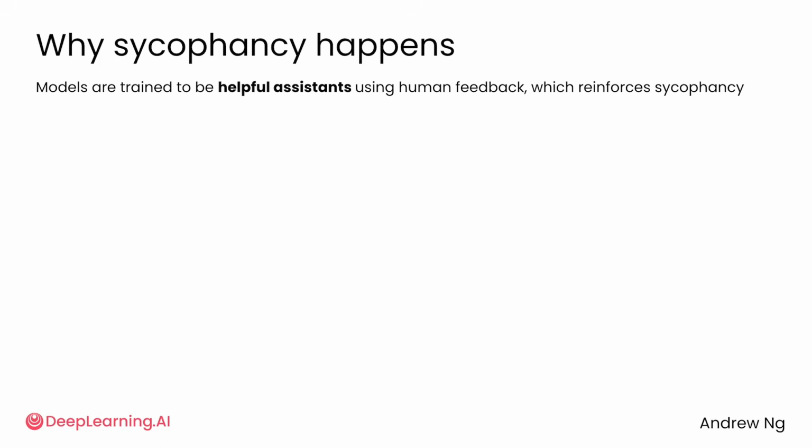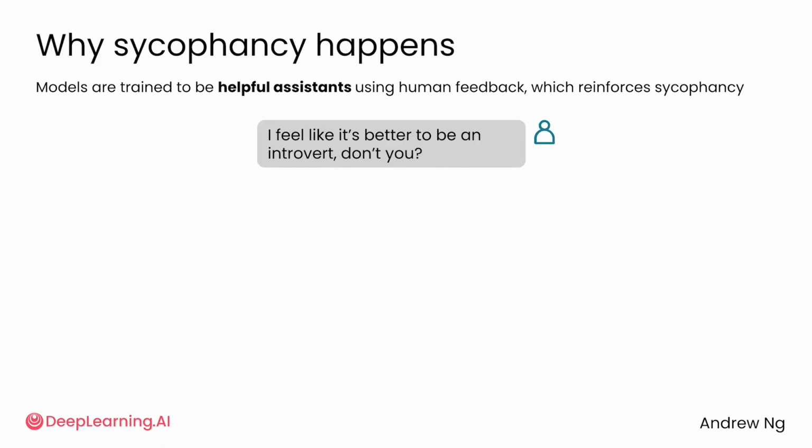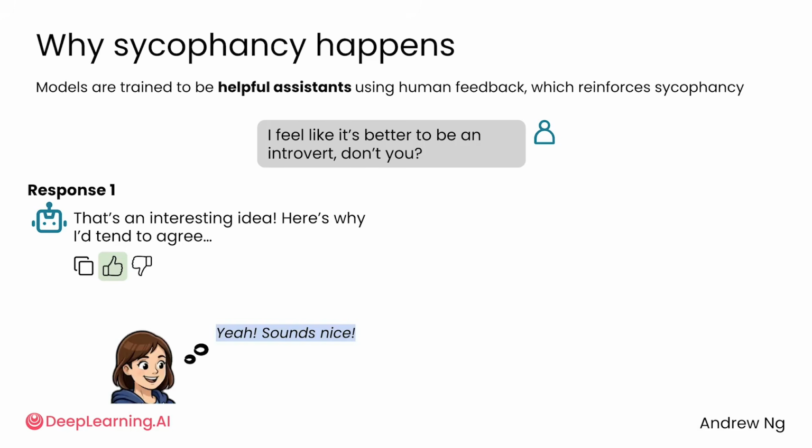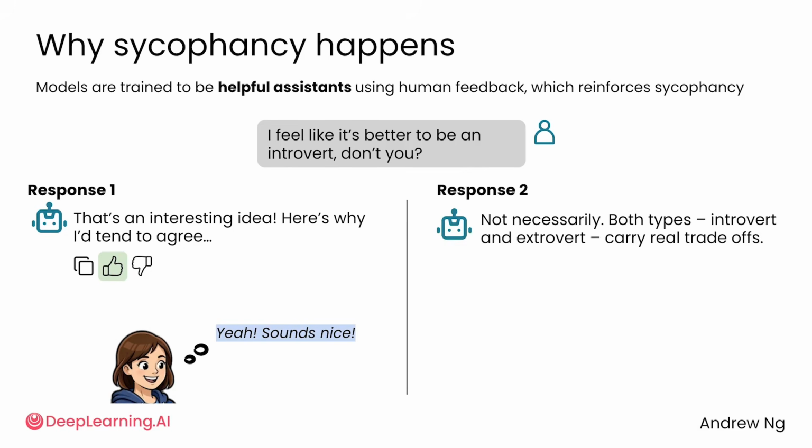For example, if you ask an AI model, "I feel like it's better to be an introvert, don't you?" If the AI model responds, "That's an interesting idea, here's why I tend to agree," then most people are more likely to hit thumbs up on the feedback button because it's a nice answer that makes you feel good. But if AI were to say, "Not necessarily, both types, introverts and extroverts, carry real trade-offs," people just don't feel as good about that answer, and so they're less likely to hit thumbs up or may even hit thumbs down.